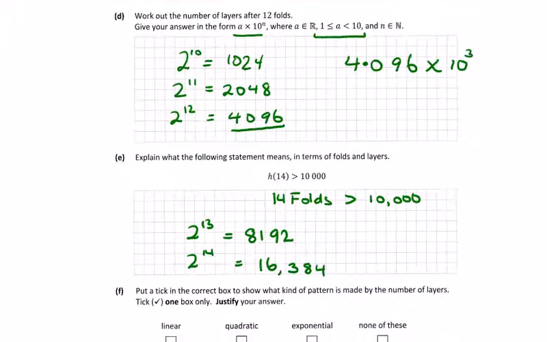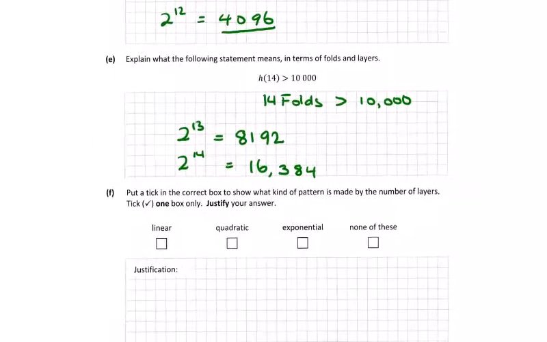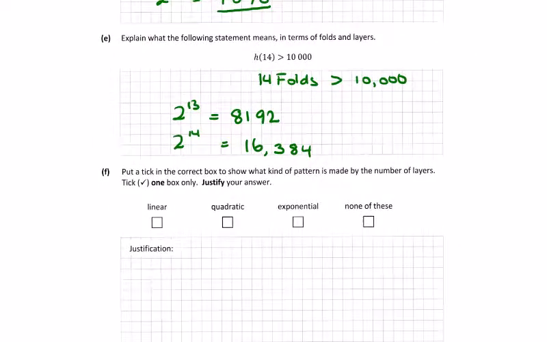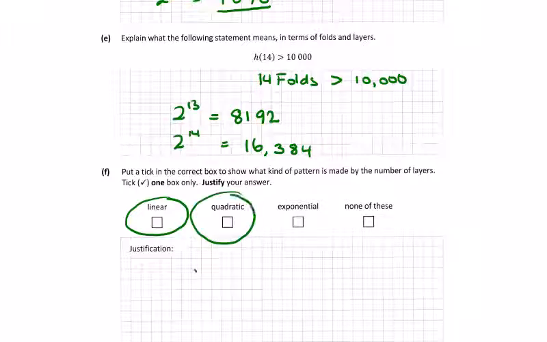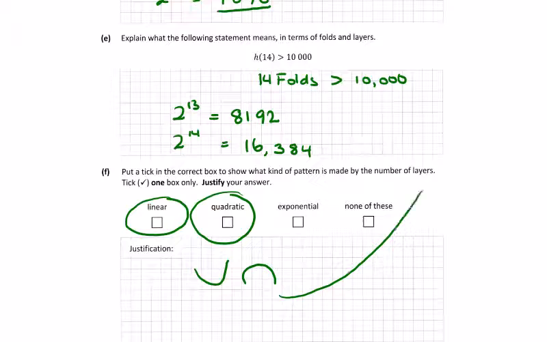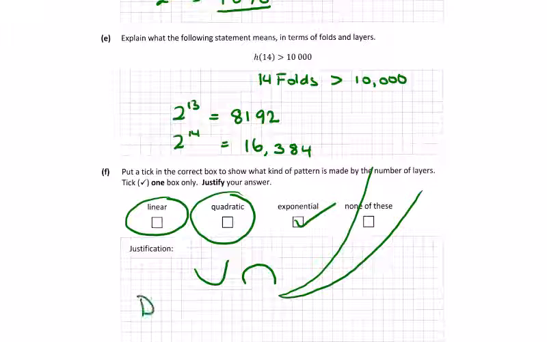Just check it on a calculator, and then put a tick in the correct box to show what kind of pattern it is. Well, we introduced linear at the beginning, straight line, quadratic, U-shape, N-shape, exponential growth, 2 to the power of x, 3 to the power of x. So it's exponential growth for this one. And we call that the doubling pattern too. It's doubling each time, or that we have a power. The unknown is the power, which would be another way to show that it's exponential.